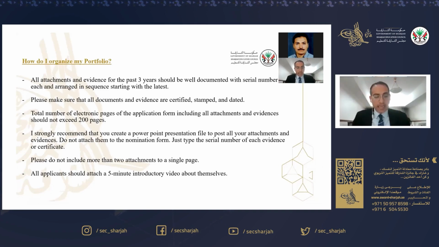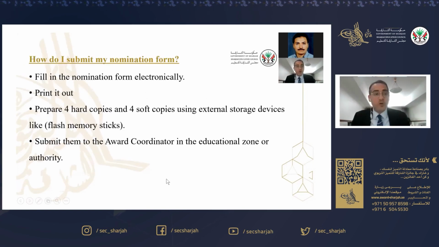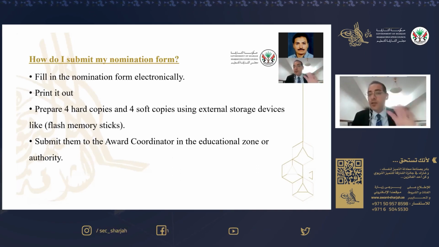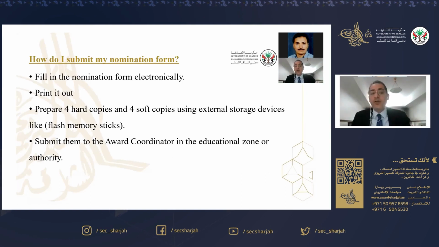Okay. Now, how do I submit my nomination form? I completed my nomination form. How do I submit it? Print it out, prepare 4 hard copies and 4 soft copies using flash sticks, and submit them to the award coordinator in the educational zone or authority.